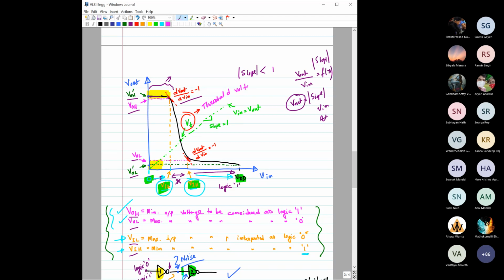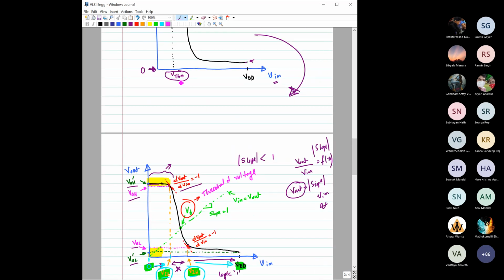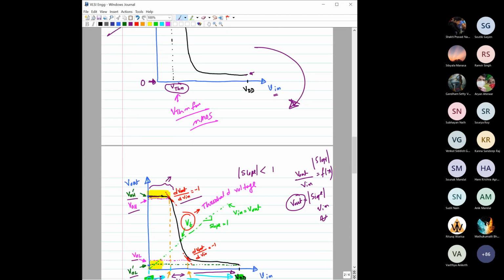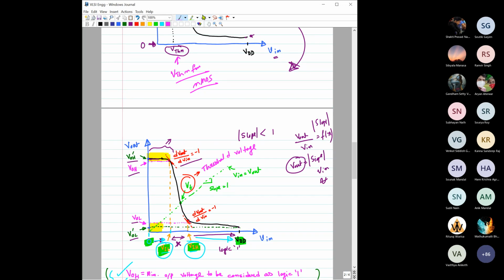threshold voltage. Now you might say, in the last page we said this is the threshold voltage, right? Yeah, that is true. This is the threshold voltage for NMOS. Actually, it is not that we call it threshold voltage, but it's better to say threshold level.